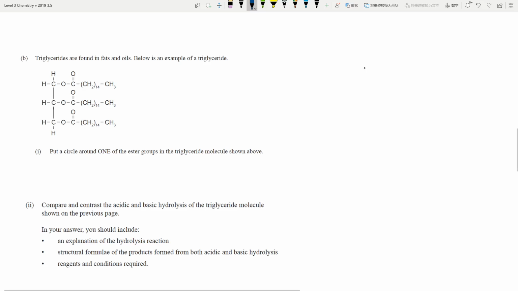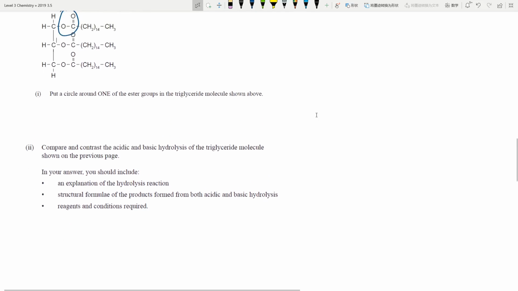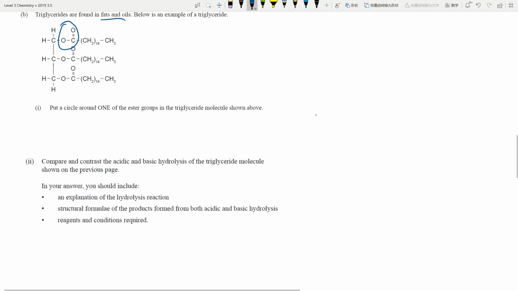Triglyceride. So this is found in fats and oils. Below is an example. Put a circle around one of the ester groups. Easiest question to achieve in my life. Done. Compare and contrast the acidic and basic hydrolysis of the triglyceride on the previous page.